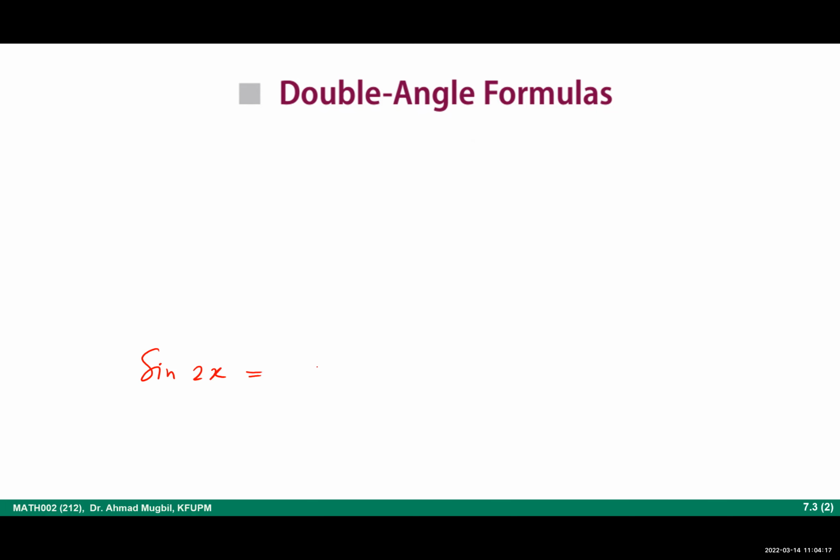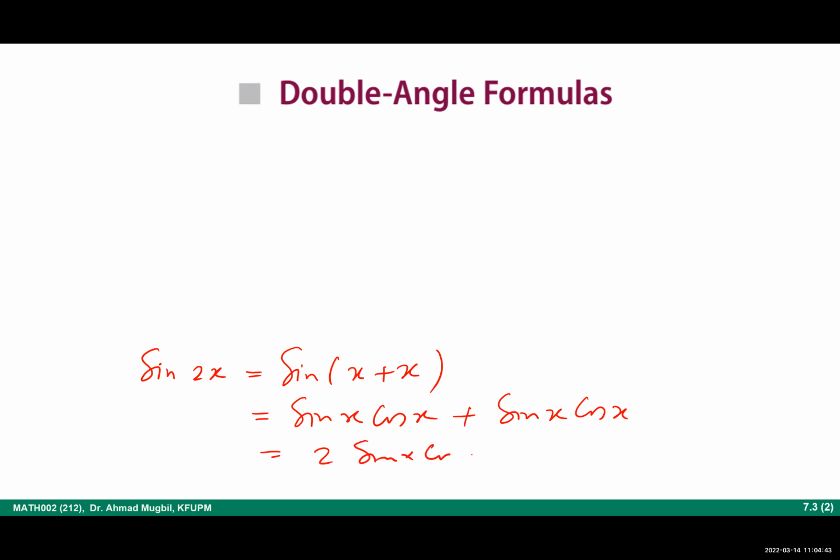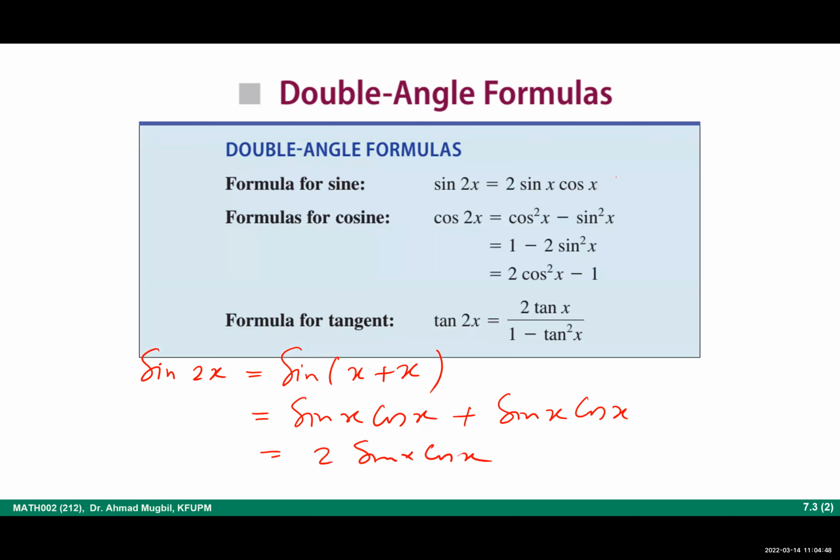In fact, sine 2x is sine of x plus x. Is that correct? 2x is x plus x. And we have from 7.1 the addition formula for sine. So what would this be? Sine the first, cosine the second, plus sine the second, cosine the first, which is one plus one. It is 2 sine x cosine x. And we now have this formula, the double angle formula for sine.